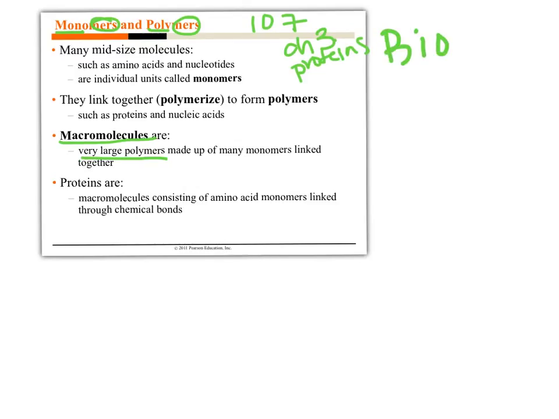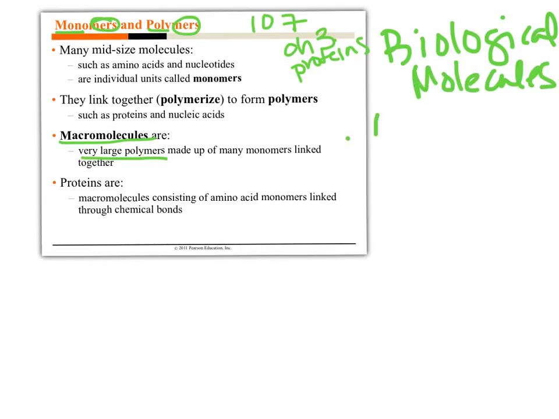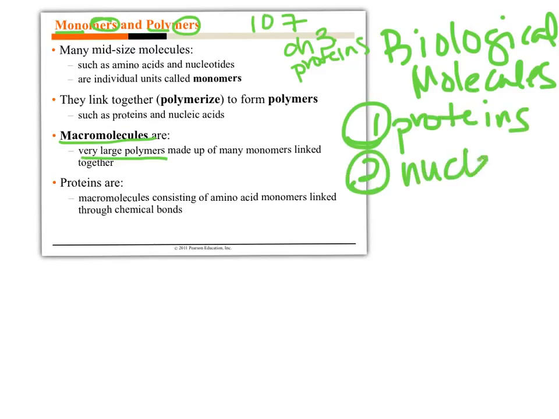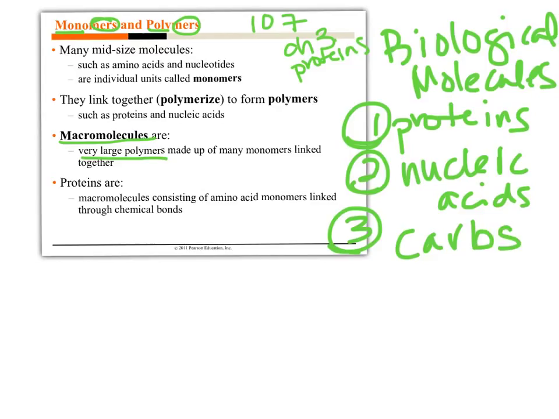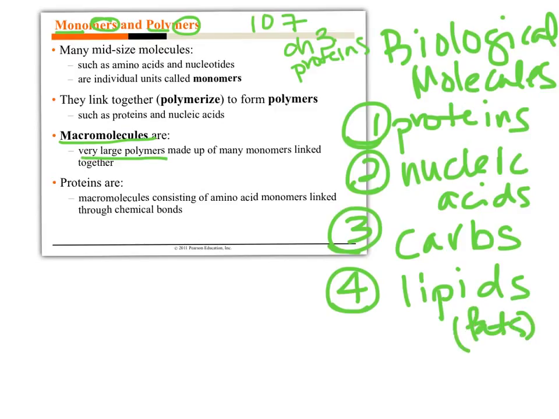The biological molecules, the big 4, are what? Proteins, nucleic acids, carbohydrates, and lipids. Right? Fat. Those are the big 4.